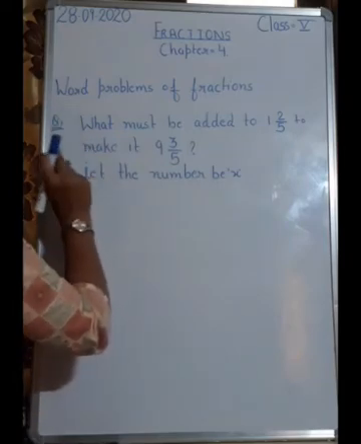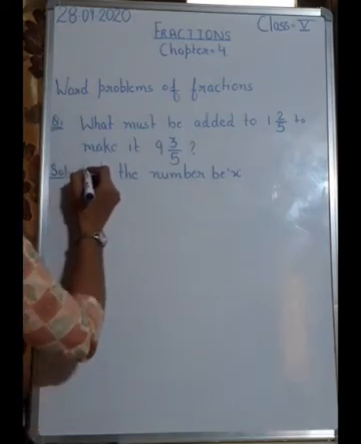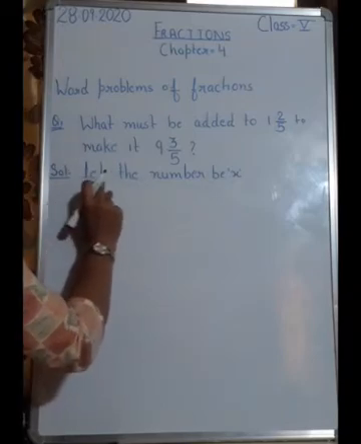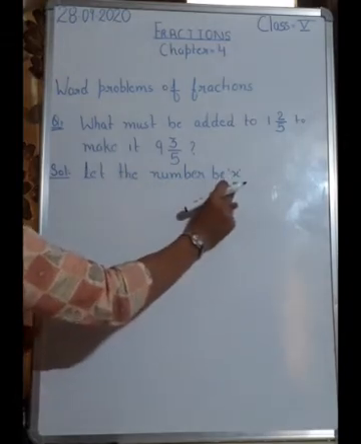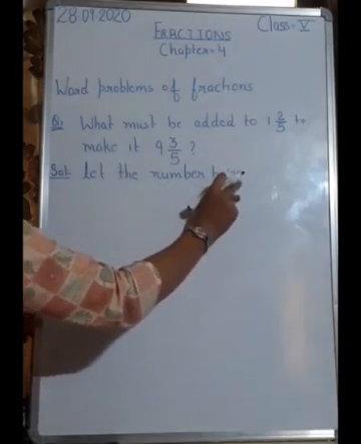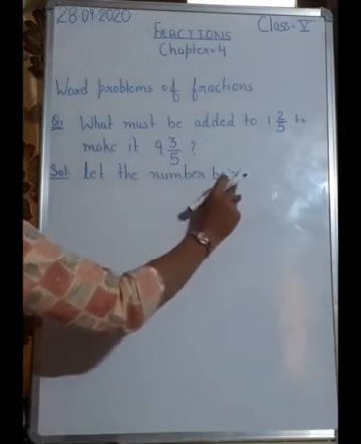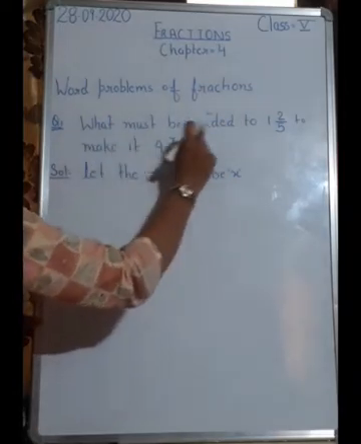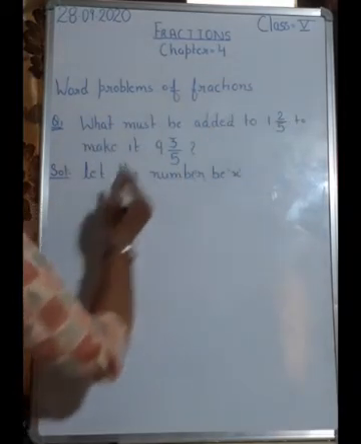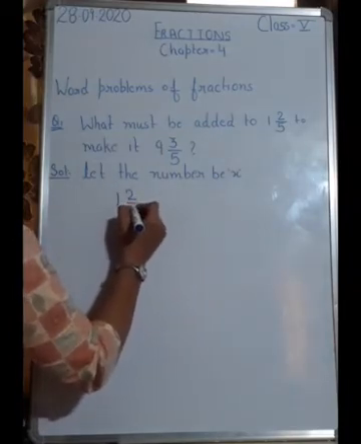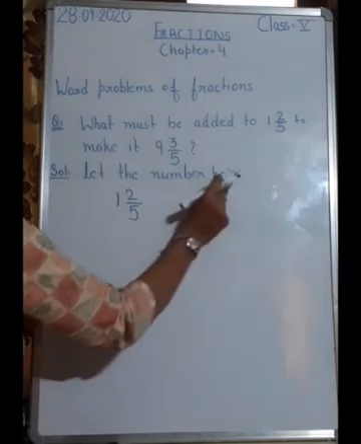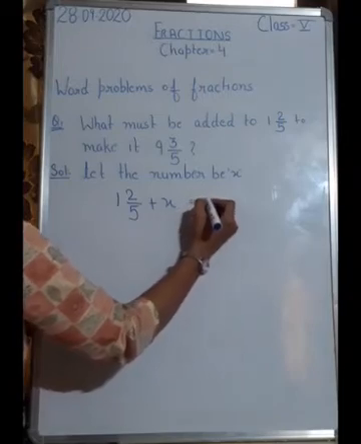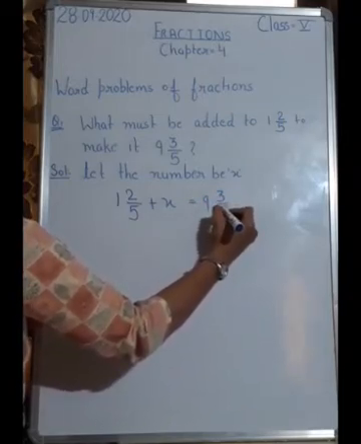Now for this kind of question, in which they ask what must be added or what must be subtracted, first you have to write a statement: let the number be x. You have to consider that number as x. After writing the statement, you have to make an equation according to your question. They have said that what must be added to 1 whole 2 by 5. It means you have to add a number, which we have considered x, so that they give you 9 whole 3 by 5. Clear?